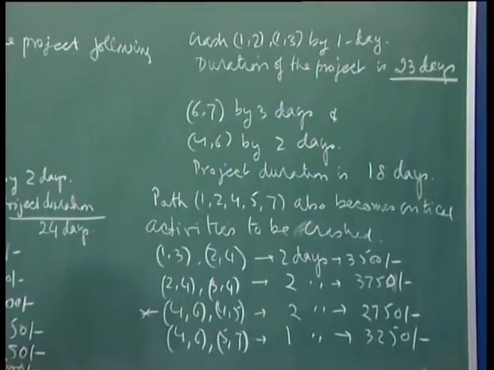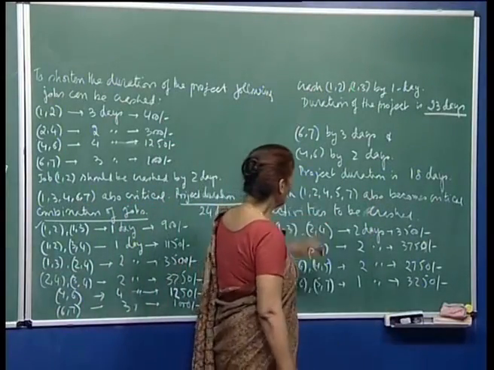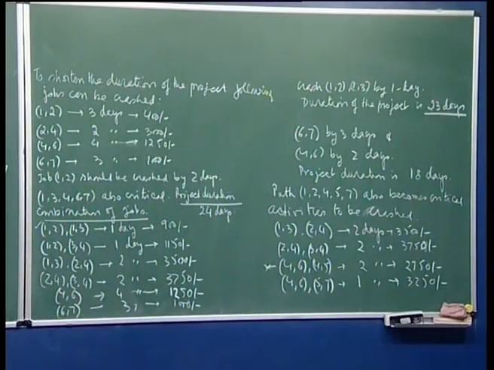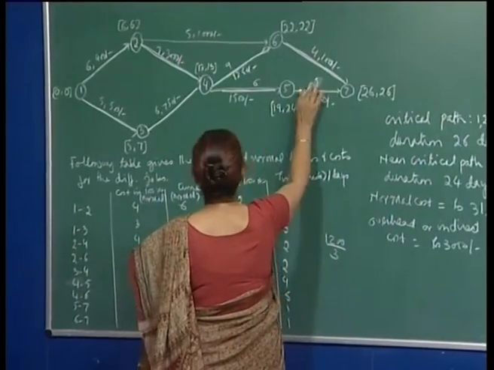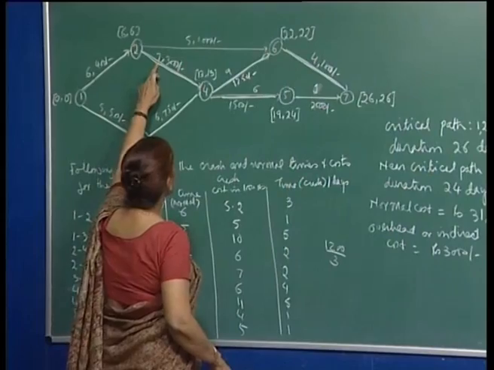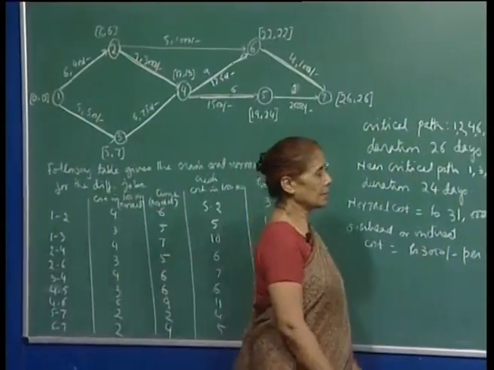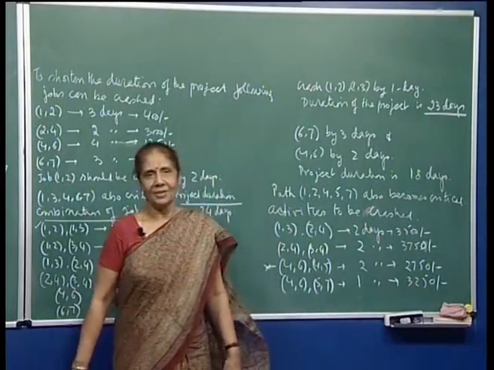So, both the paths have been reduced to 18 days, but in the process, now path 1, 2, 4, 5, 7 also becomes, you see this here, this is 8, and this has come down to 3. So, 3 plus 7, 10, 10 plus 8, 18. So, this path also now has a duration of 18 days. So, you have 3 paths which are critical, right.